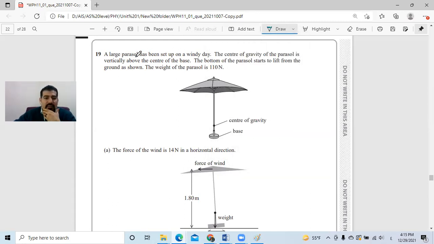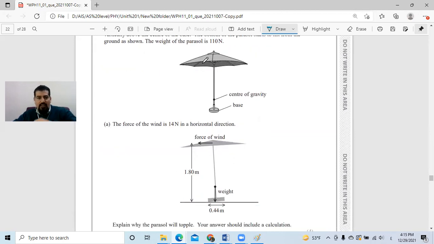A large parasol has been set up on a windy day. The center of gravity of the parasol is vertically above the center of the base. The bottom of the parasol starts to lift from the ground as shown. The weight of it is 110 Newton.